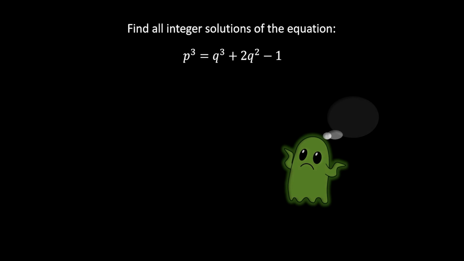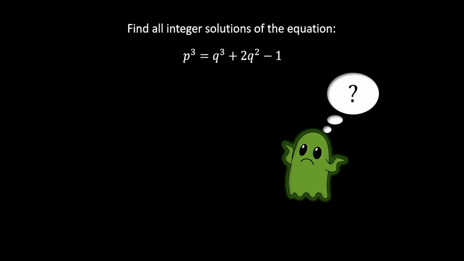So today we're going to step away from geometry and we're going to solve this interesting Cambridge entrance exam question, which states: find all integer solutions of the equation p^3 = q^3 + 2q^2 - 1.